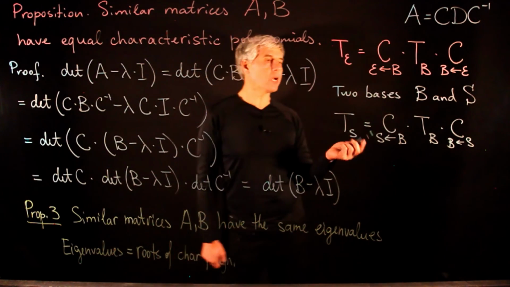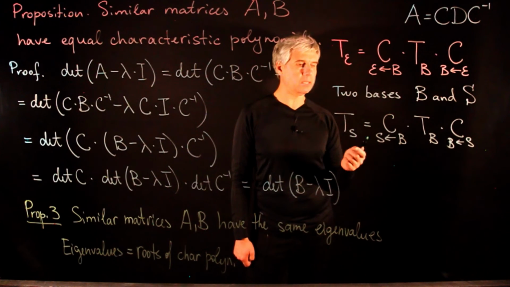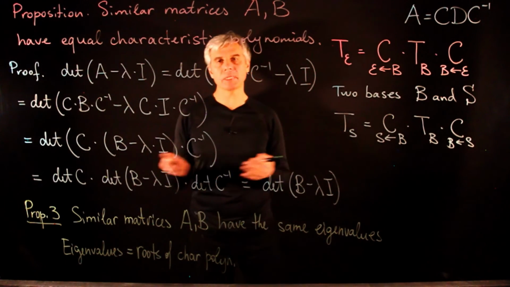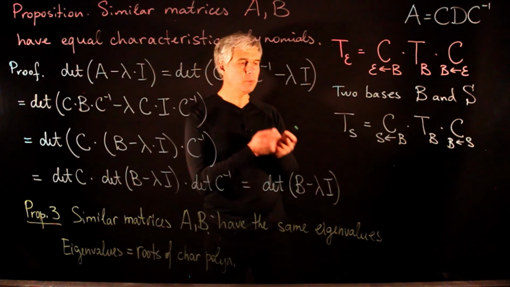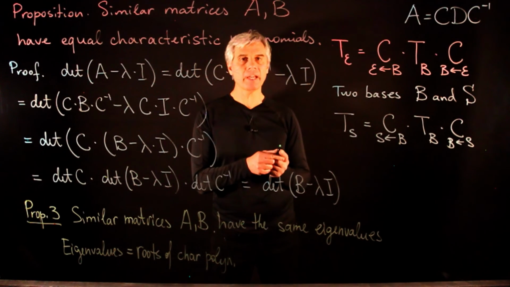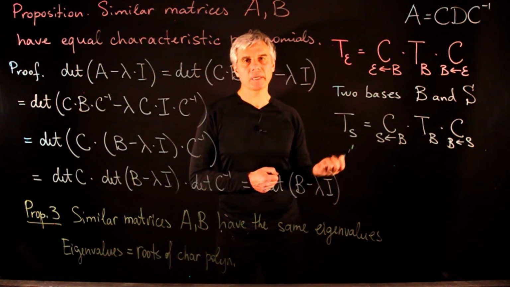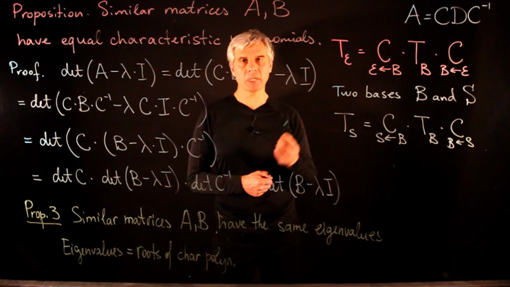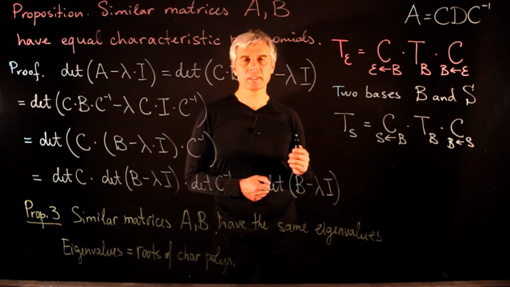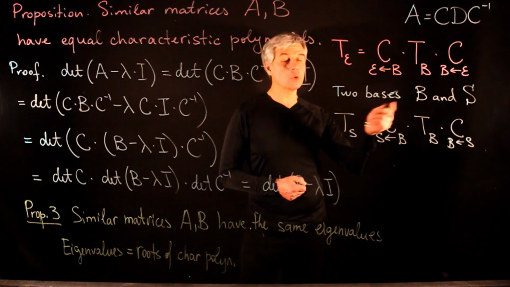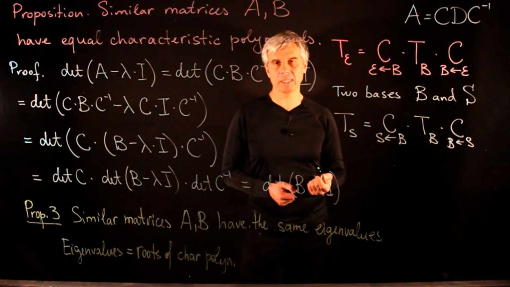And this is not surprising, because we are thinking that similar matrices represent the same operator but in different bases. But if we have an operator, then its eigenvalues are something that's basis independent. So lambda is an eigenvalue of T if there exists a non-zero vector v such that T applied to v is equal to lambda times v. So this does not depend on the choice of a basis.